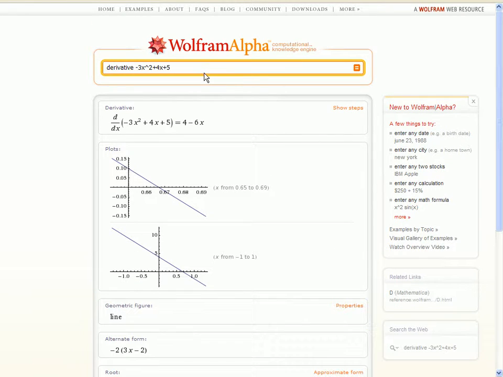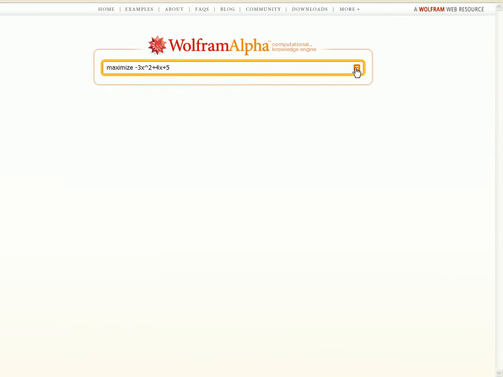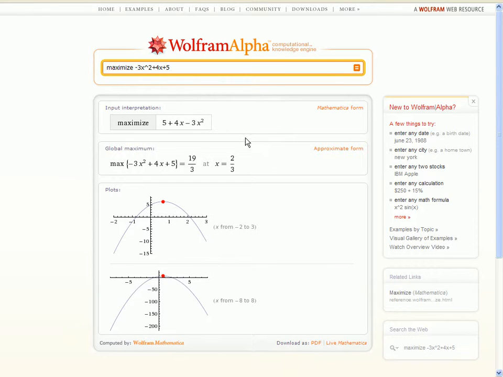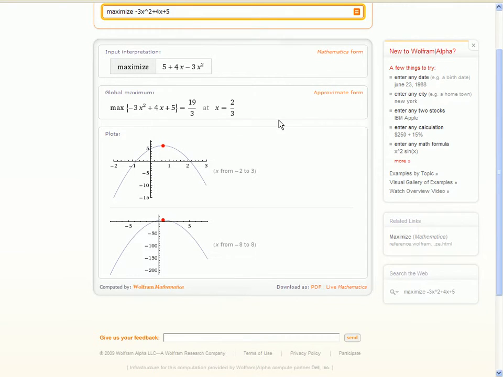The next thing we would like to do is to maximize a function. Let's keep our function. Here again, we type maximize. Compute. There it is. Maximize this function, and it has the solution. It's also stated here in the plot.